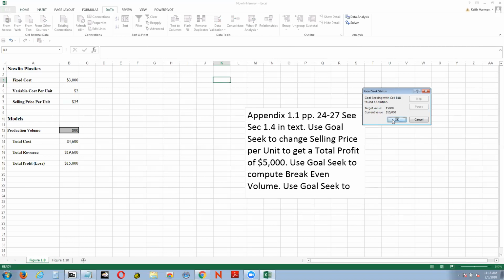Okay, now it gives us a solution. We would produce 800 units and we sell them at $25,000 a pop. You say, now, this is so simplistic. Why would I use it?